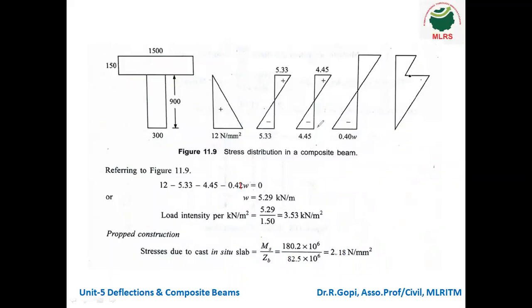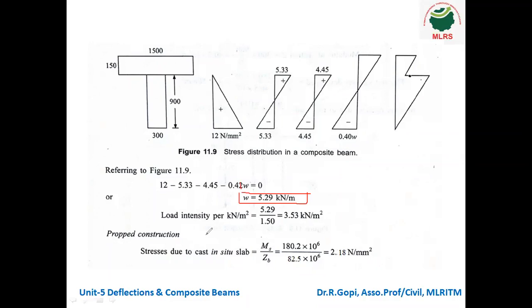So 12 is a plus value. We know that the self weight of the beam and the self weight of the slab acting cause tension at the bottom and compression at the top, so we put minus. So 12 minus 5.33 minus 4.45 minus 0.42 W equals 0. Therefore W, that means the live load, is 5.29 kilonewton per meter. This is your live load.